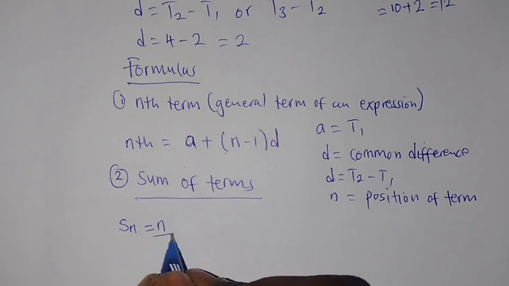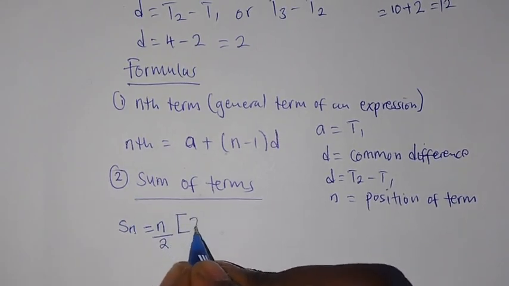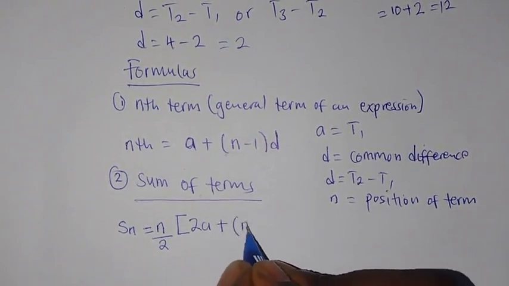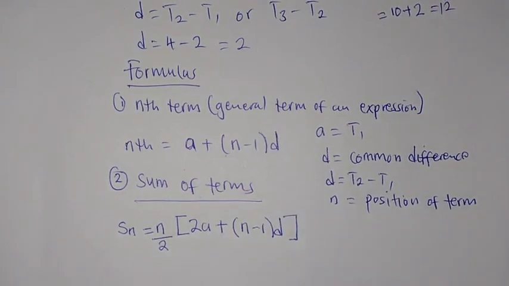So you say n over 2, then open square bracket, 2a plus open bracket n minus 1 close bracket times d, close square bracket. So this is the formula that you must know. A is the first term, n is the position of the term, d is the common difference. So these are the formulas. Now let's look at the examples so that we know how we can apply these formulas.